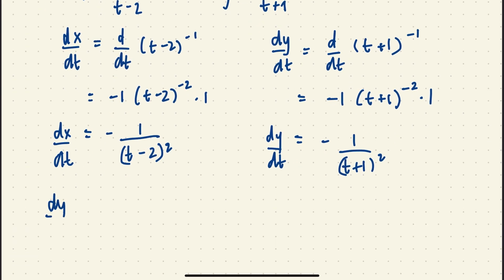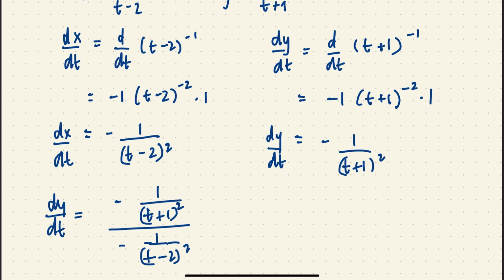Combining, dy over dx will just be negative 1 over t plus 1 squared all over negative 1 over t minus 2 squared. So the negatives will cancel out. You'll have t minus 2 squared all over t plus 1 squared. This is now your derivative.